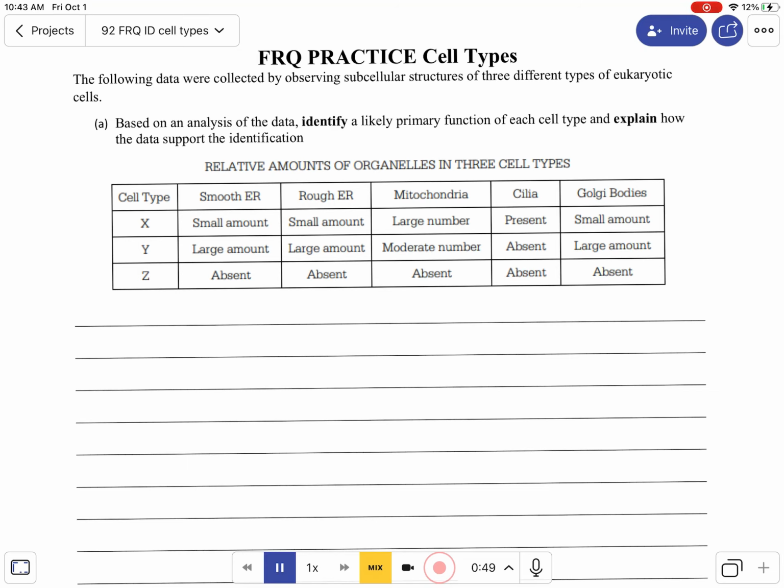Based on the organelles that are present in large amounts, we would safely predict that the function of cell type X is some type of movement or locomotion. The reason we would know this is because, number one, it has cilia present, and cilia are present for movement on the outside of the plasma membrane.